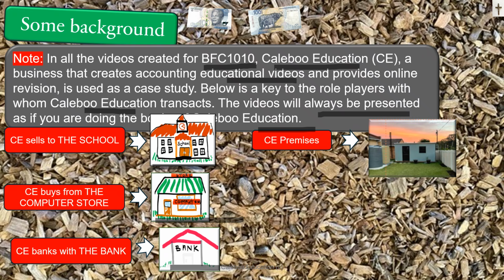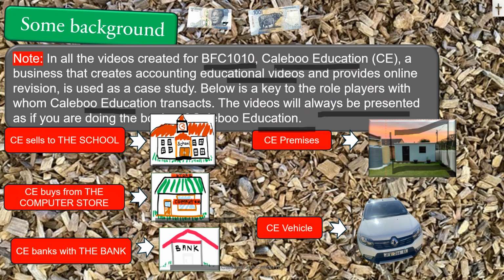And Calibre Education has its own premises, a little building, and Calibre Education also has a business vehicle. Calibre Education is a sole proprietor. So just some background: when we do the videos, we're always going to look at the work in the videos from the point of view of Calibre Education, and these are some of the stakeholders in Calibre Education.